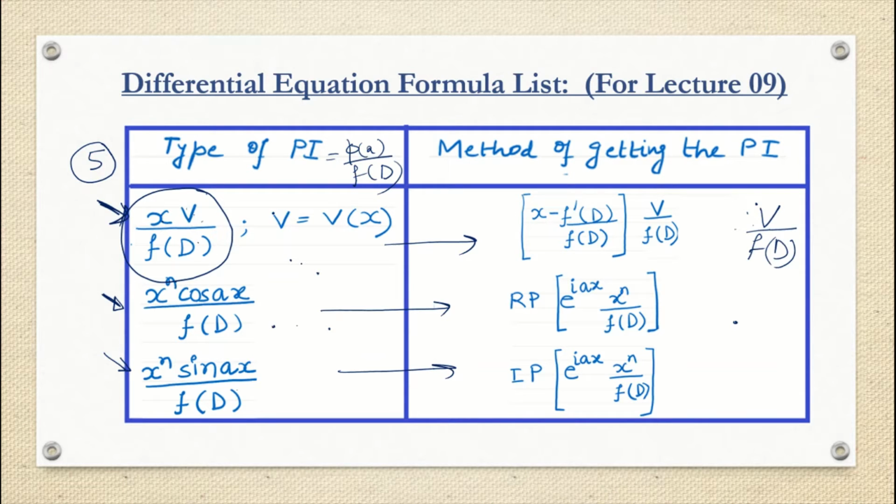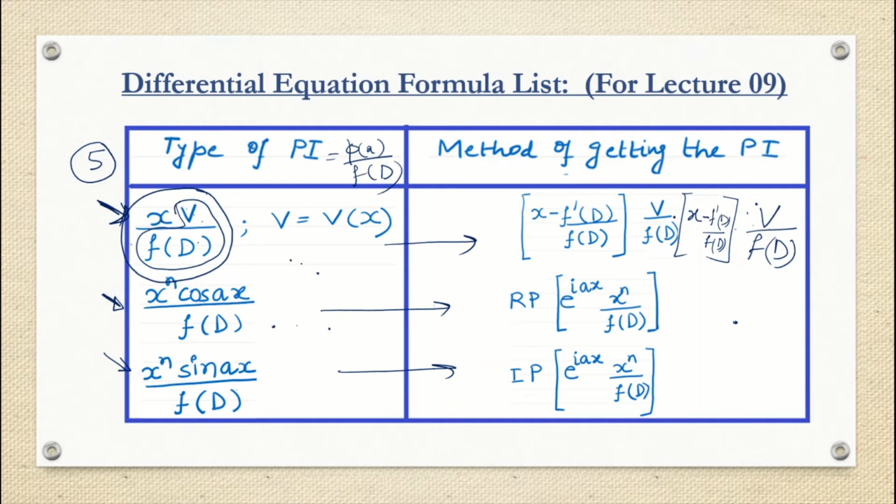I have just separated it, and then what I am going to do here, instead of just x, I am writing down x minus f dash d divided by fd. This is only the method, this is only the formula. We'll see with the help of an example how to solve. To memorize, we have separated this, and then x gets separated with f dash d by fd.